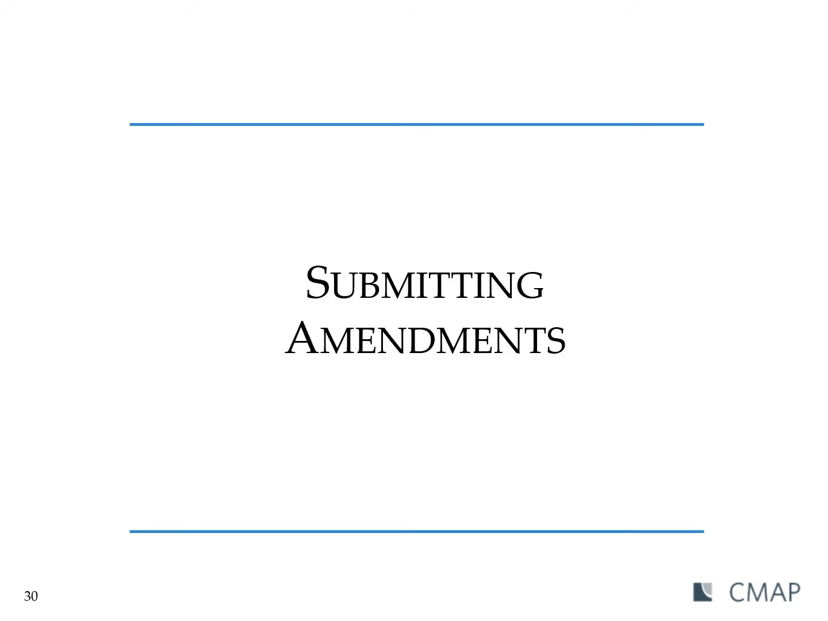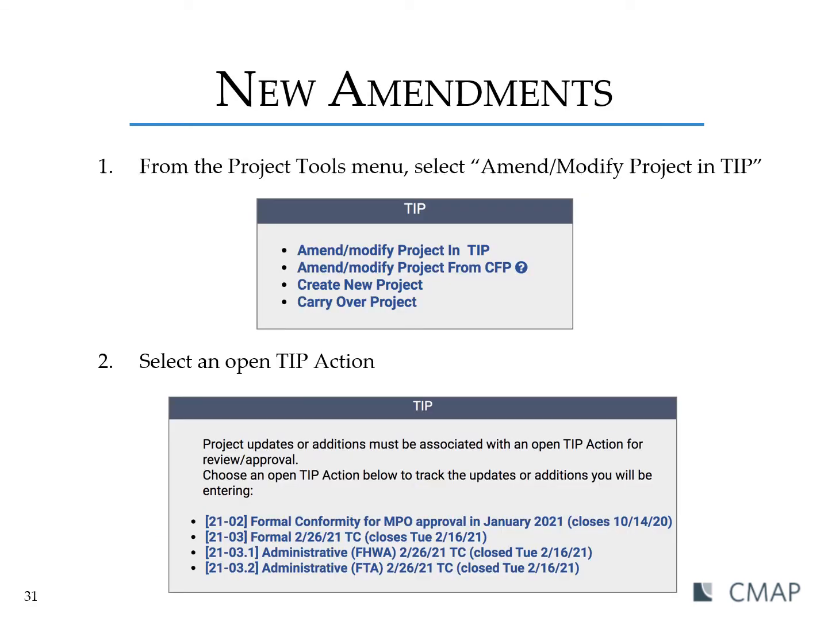So now we're going to step through how to submit amendments. The first step is from the Project Tools menu, select Amend/Modify Project in TIP, and then you're going to want to select an open TIP action. Again, each TIP action listed here represents a group of projects. So if I have a project that requires a formal amendment, and so does CMAP, we would both be selecting 21-03.